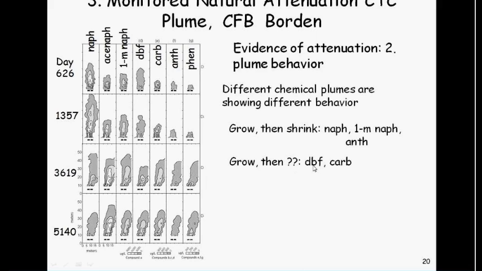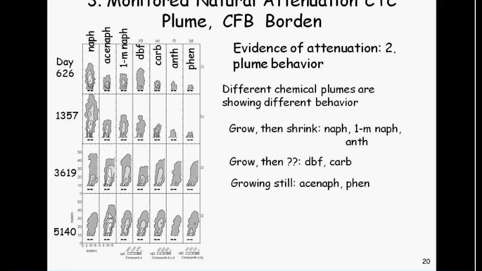Well, let's look at dibenzofurans. Well, it started there, about the same. It grew a little bit by then, about the same, about the same, about the same. So is it growing or shrinking, steady? Don't know. Looks like it's steady. Plumes that are still growing, acetylnaphthalene. This one. So it was there, grew a little bit, grew more. Looks like it might still be growing.